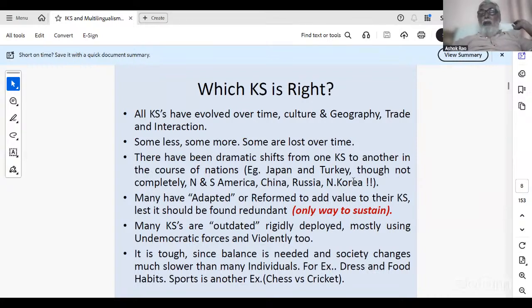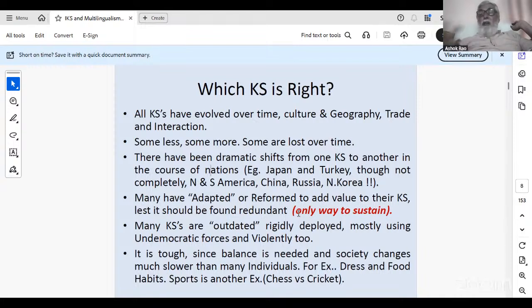And then again, the Orthodox church has made a comeback and they are oscillating. North Korea is different. It's now almost a one-person knowledge system. Many have adapted or reformed. That's the only way to sustain.